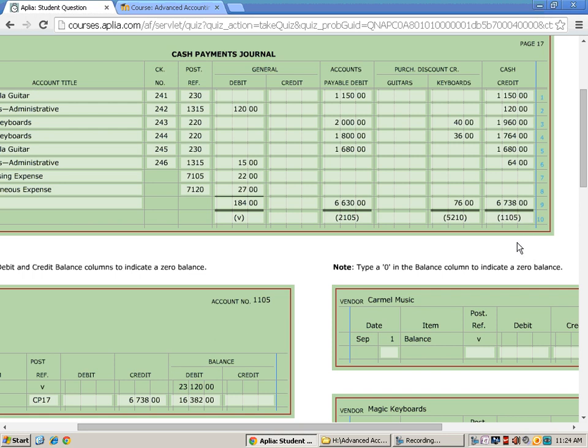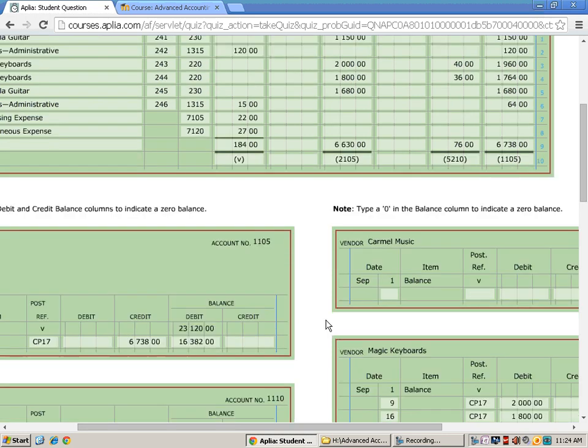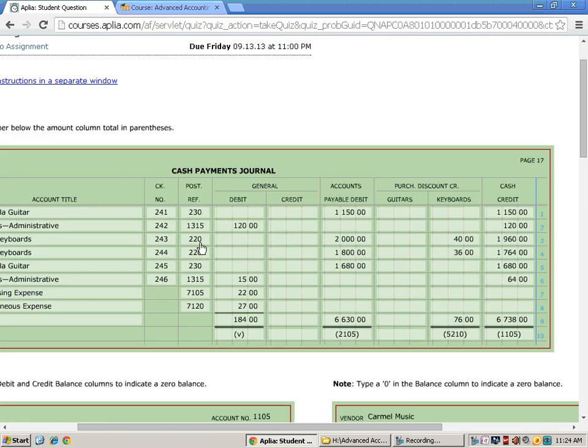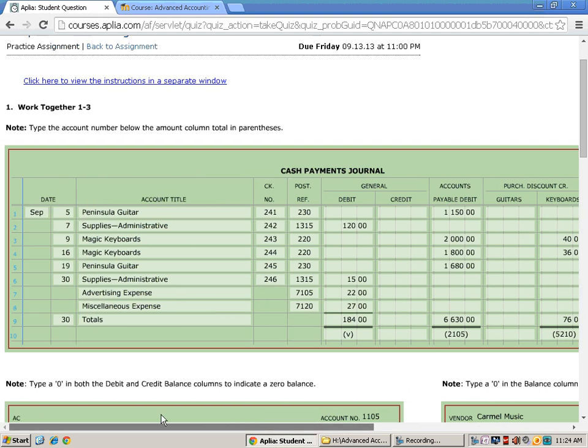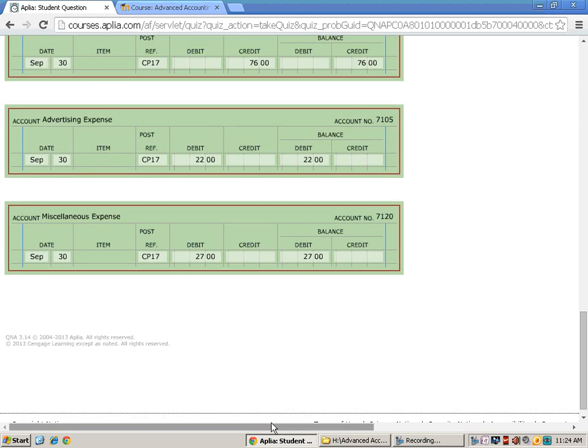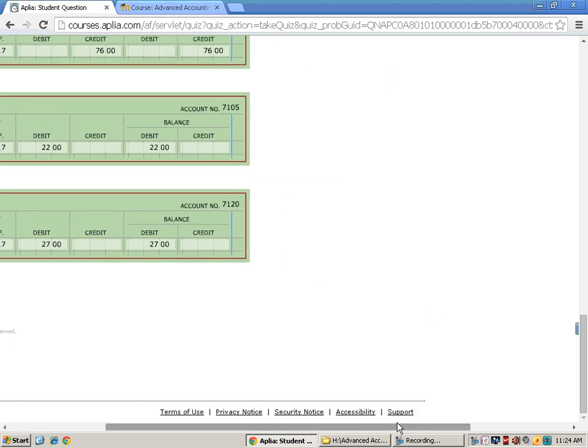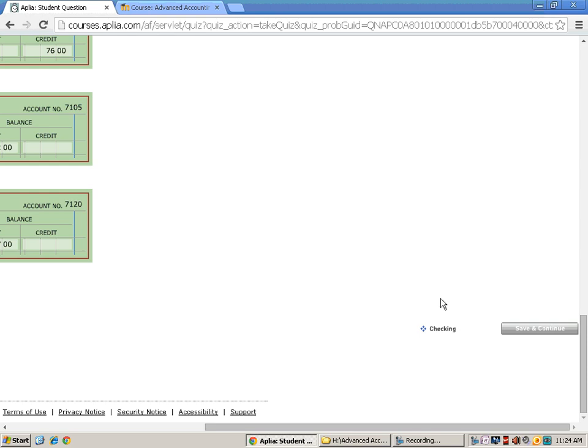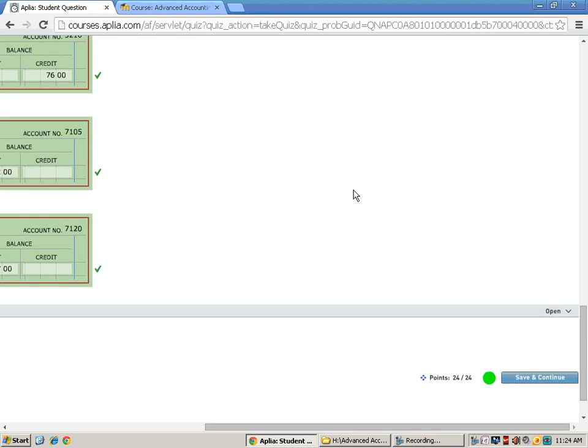All right, that is chapter 1 in a nutshell. Everything's posted. You'll make sure you always have a number here or a check mark so that every number is accounted for, hence the name accounting. Everything looks good here. So we're going to go down and over, hit check answer, and we were perfect, 24 out of 24.